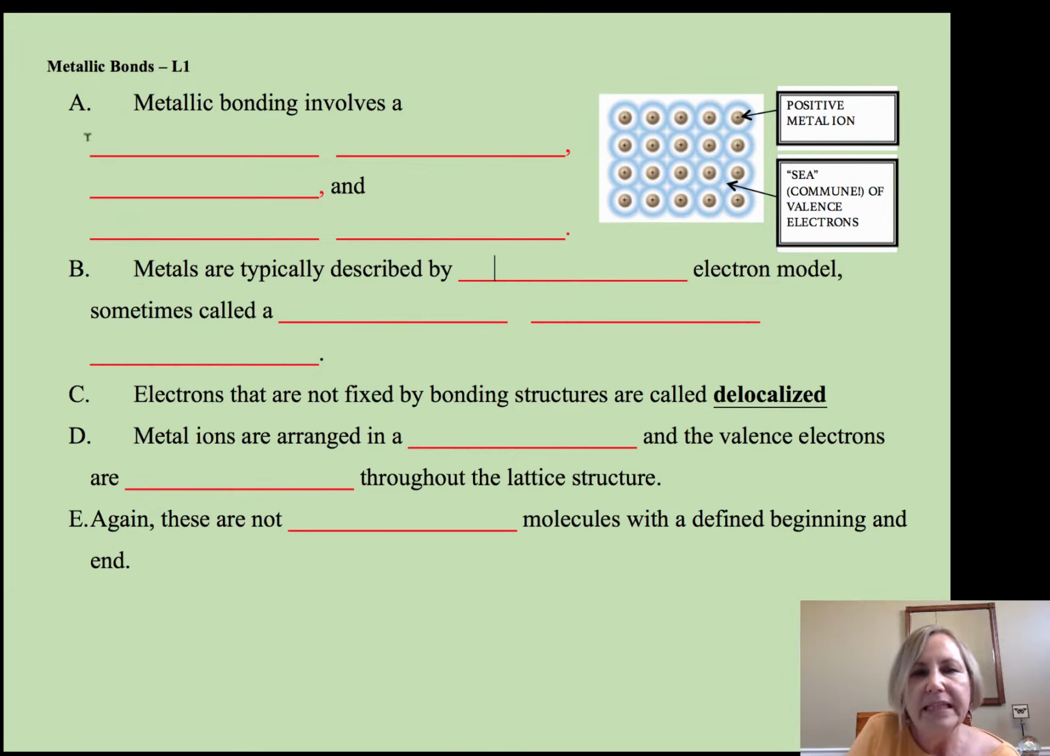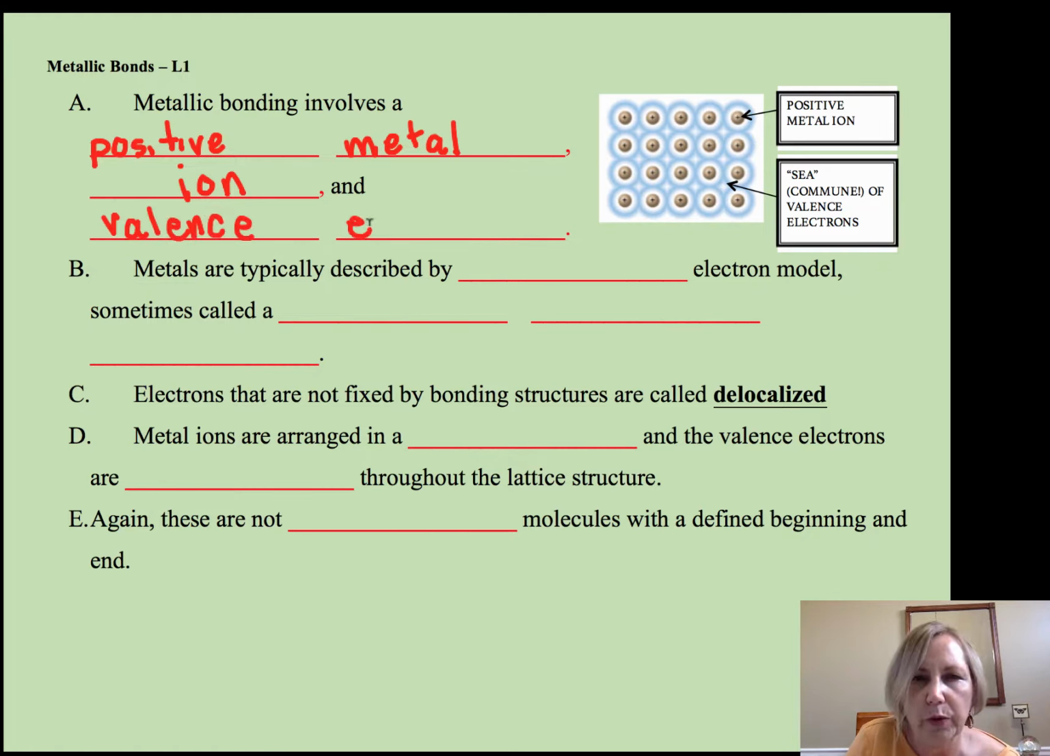So, metallic bonding involves a positive metal ion, hence metallic, right? A positive metal ion surrounded by valence electrons. I like to consider this like a commune.